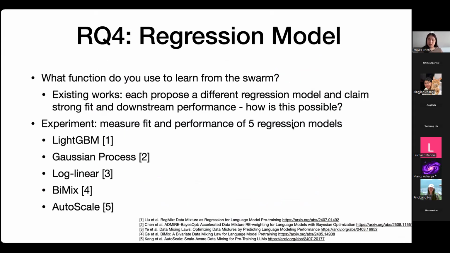The next question is, what regression model should we use to capture the relationship between the data mixing ratios and the downstream performance? To study this, we are going to take a swarm and try 5 different regression models on it. We'll measure how good the regression fit is, and we'll also measure the final performance. The regression models we consider range from gradient boosting to Gaussian processes, with the last 3 here being parametric functions.